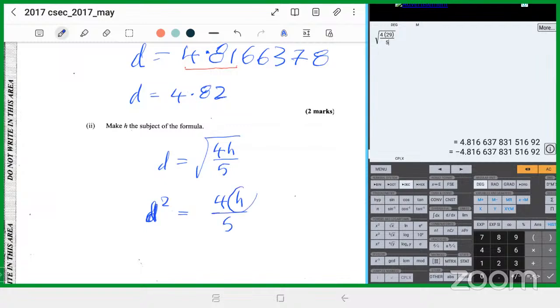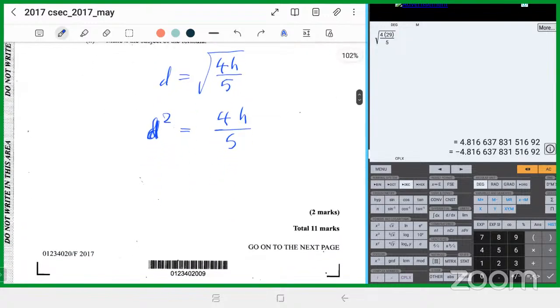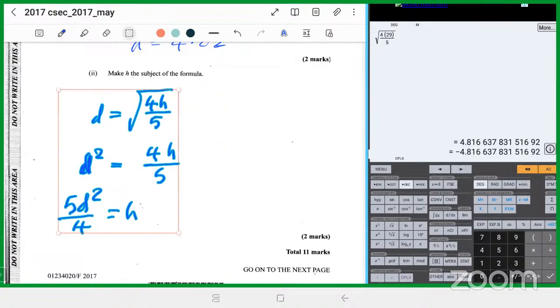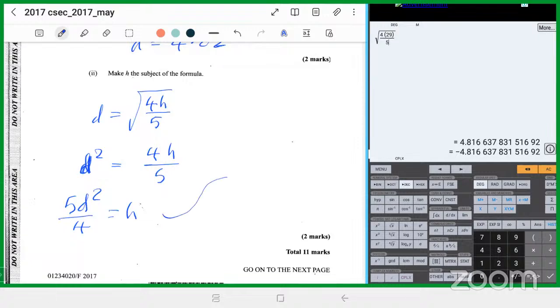And then to leave the H alone by itself as a subject, you multiply up the 5 and divide under the 4. All right? Multiply the 5 and divide under the 4. So we're going to get 5D squared over 4 equals H. Do you get that? That is H as the subject. But let's just write it with H on the left side. So to present our answer, we're going to just turn it around and write H equals 5D squared over 4 as our answer.